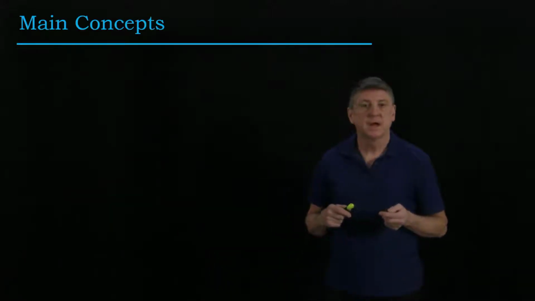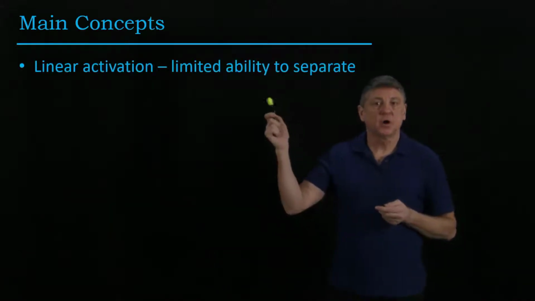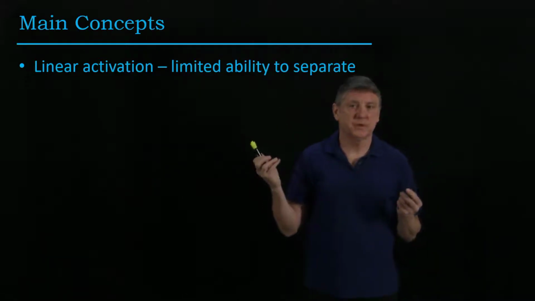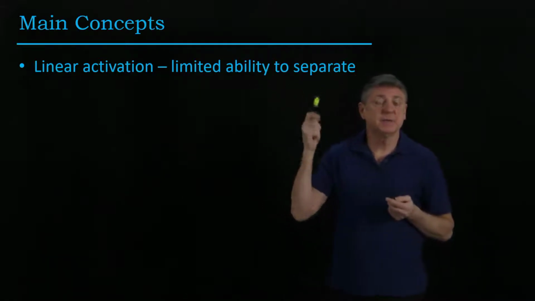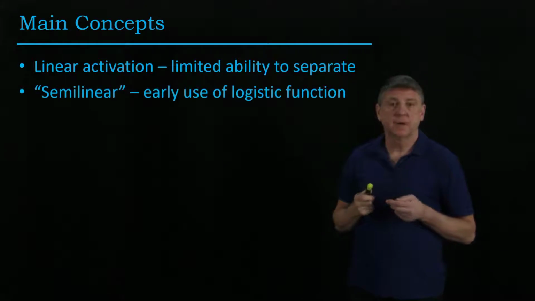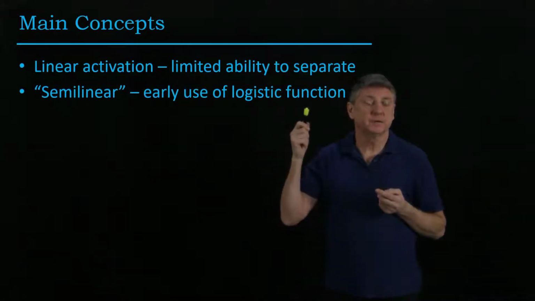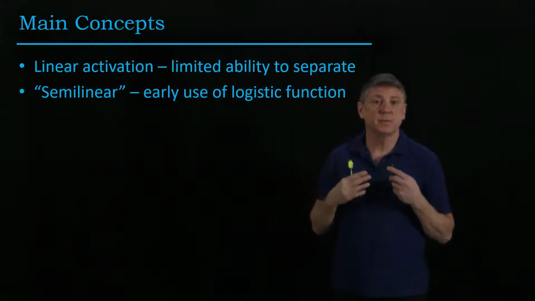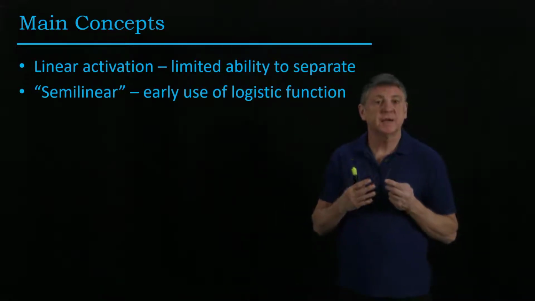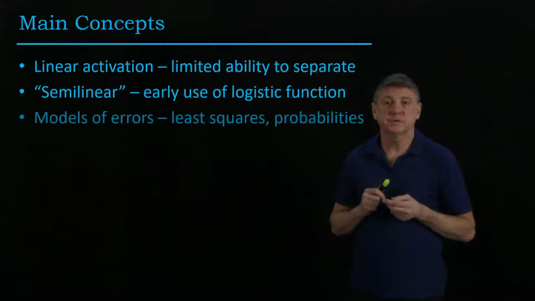Welcome. In this lecture in linear data analysis, we'll explore ways that we can improve the perceptron model of an artificial neuron. The main concepts for this lecture are that linear activation, which is what we've been exploring so far, has a limited ability to separate data vectors. But the semi-linear was one term for an early use of a logistic function, so that brings probability and logistic functions into the world of artificial neurons.